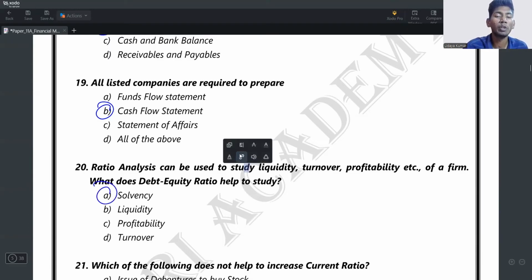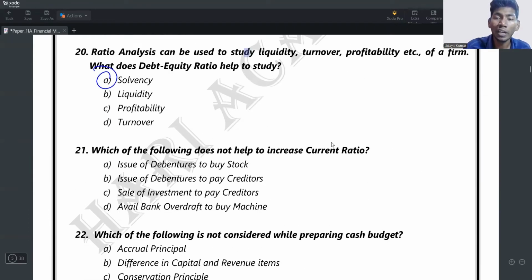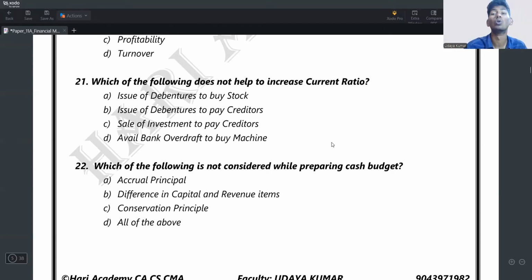Okay. So moving to question number 21. Which of the following does not help to increase current ratio? So do you think issue of debentures to buy stock increases your current ratio? Or issue of debentures to pay creditors increases the current ratio? Or sale of investment to pay creditors? Or avail bank overdraft to buy machine? Which of them? So availing the bank overdraft to buy machine, because bank overdraft is nothing but current liability, right? So it does not increase the current ratio.